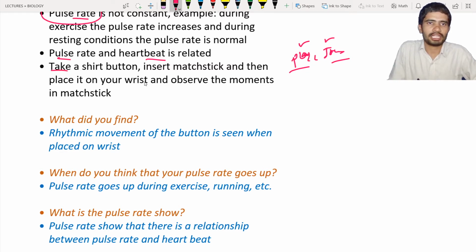So in this activity we can take a shirt button, or we can take an old rubber cap, which comes on the medicine bottles that you see in hospitals. Let us consider this is the bottle, and on the top of the bottle there will be a small rubber cap. You can take this rubber cap also. If you don't find such rubber caps, you can take the shirt button and insert a matchstick into one of the holes of the shirt button, and keep this matchstick along with the shirt button on your wrist. This matchstick will move according to the pulse. If the rhythmical movement is coordinated with the movement of the matchstick, by this way we can say that there is a pulse occurring in the wrist.